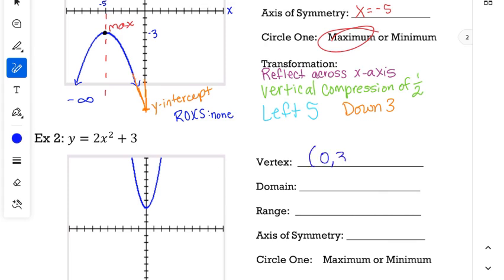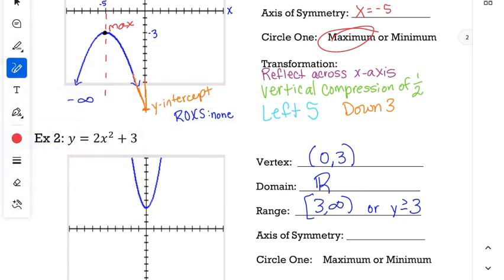Your vertex. 0, 3. Did you get it right? Thumbs up if you did. Okay. Domain. All real numbers. Thumbs up if you got it. Okay. Range. It would be starting at 3 and going to infinity. Thumbs up if you got that right. Okay, good. Or you could write it as y is greater than or equal to 3.